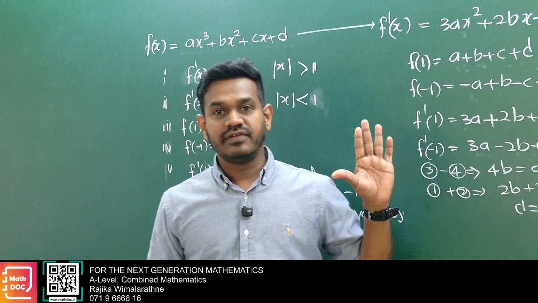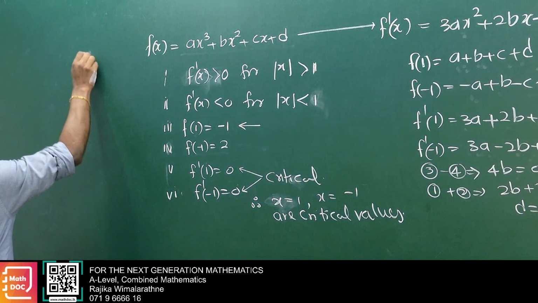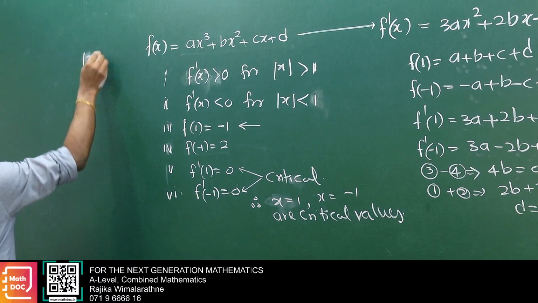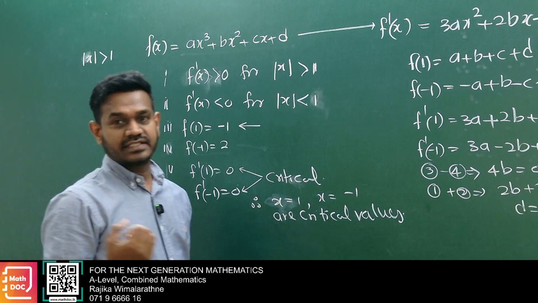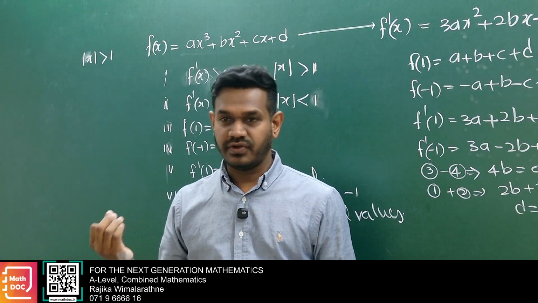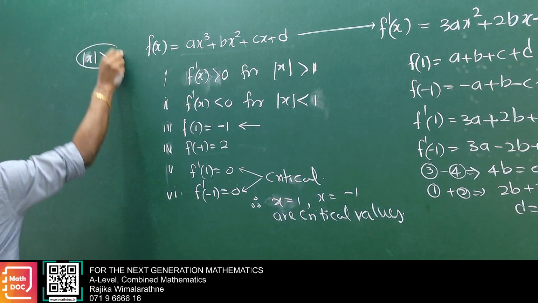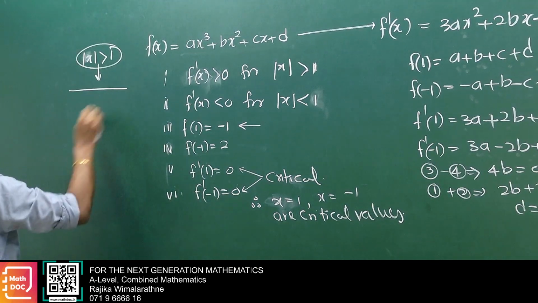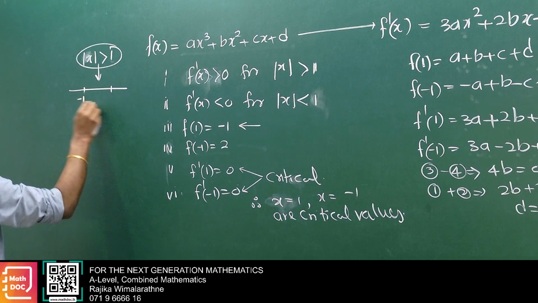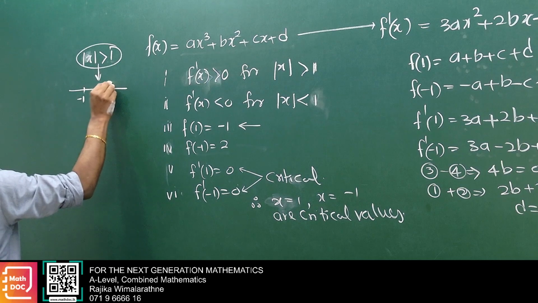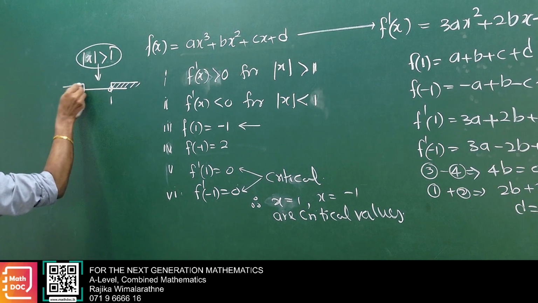So if you have a modulus inequality like this, say modulus x greater than 1, x can be positive, x can be negative, both are possible. Therefore, this means value 1, then negative value also possible. Greater than means that represents this region and this region.